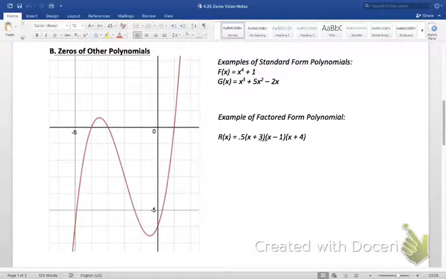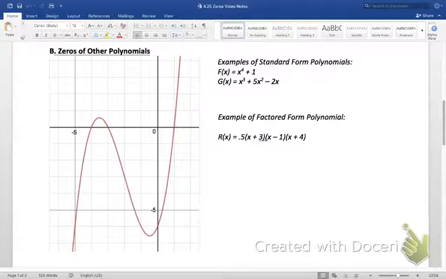So earlier this year, we looked at polynomials that were more in standard form, so something like f of x equals x to the 4th power plus 1, or g of x equals x to the 3rd plus 5x squared minus 2x. But the key is that you can also have a factored form of a polynomial. You don't necessarily know how to factor all more complex polynomials, but if I give you a polynomial in factored form, for example, down here we have r of x is equal to 0.5 times x plus 3 times x minus 1 times x plus 4, okay?